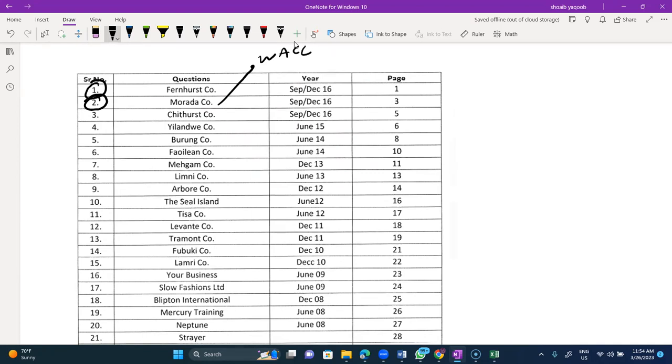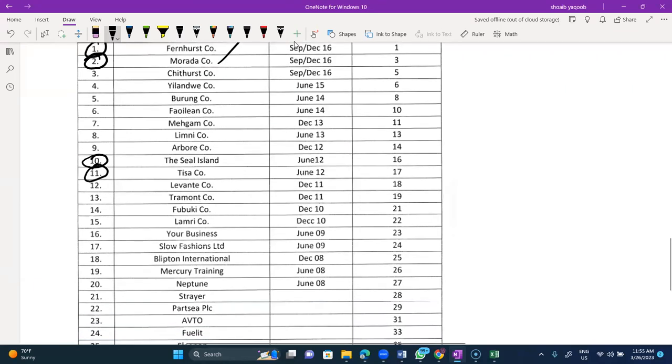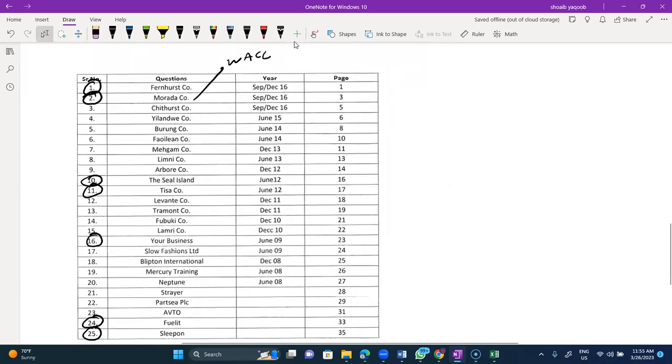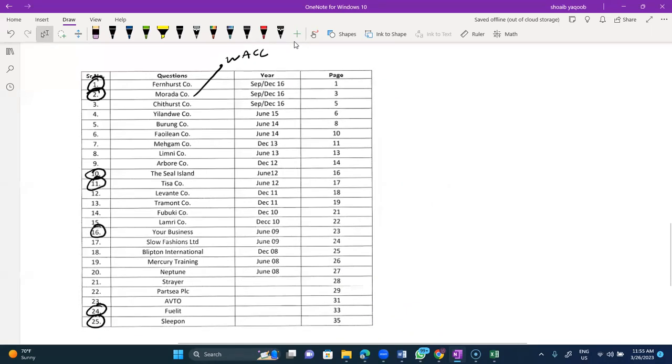Okay, next questions which we can solve: question number 10, question number 11, 16, 24 and 25. These are the questions which we can solve after covering the first week of lectures. I think a few of the questions we have already covered, and the remaining question recordings are available on the portal. You can solve these questions after covering the first week of lectures.